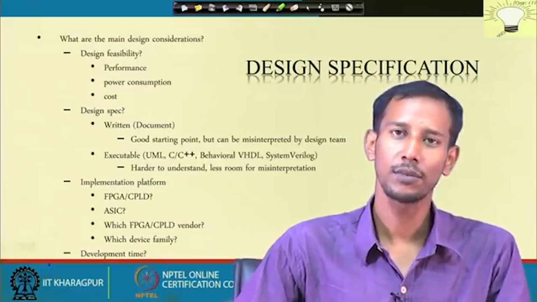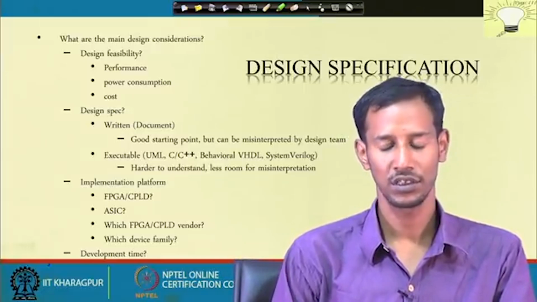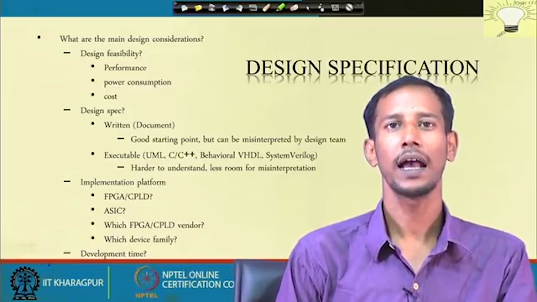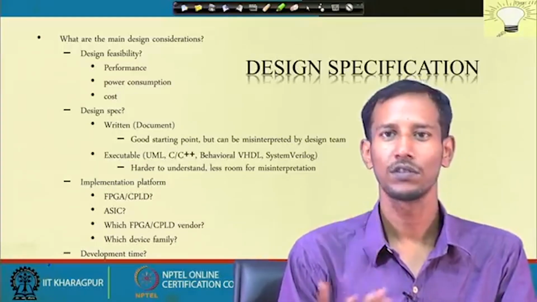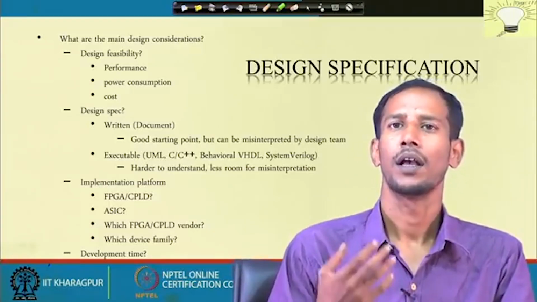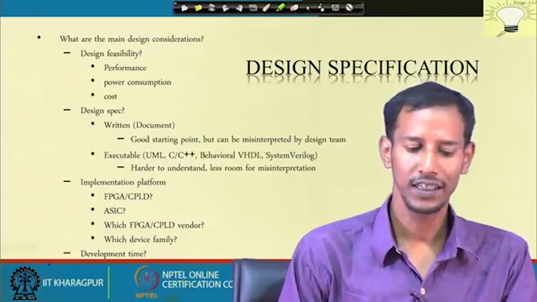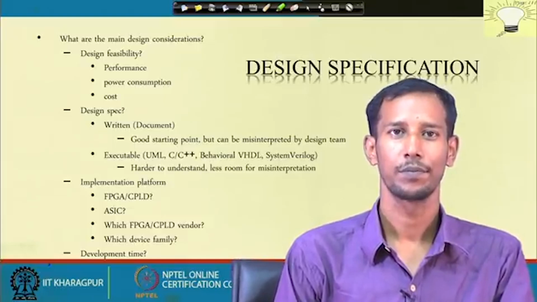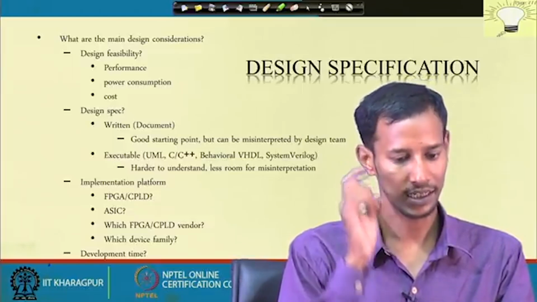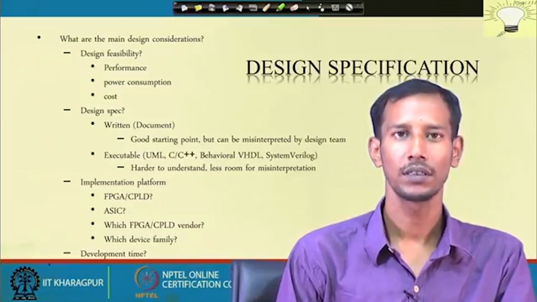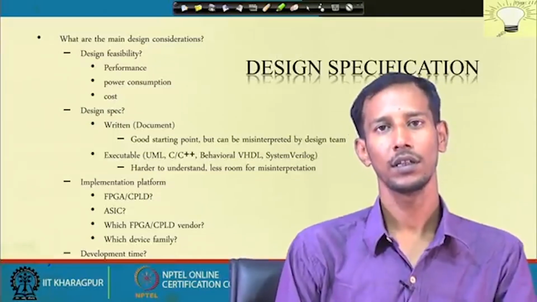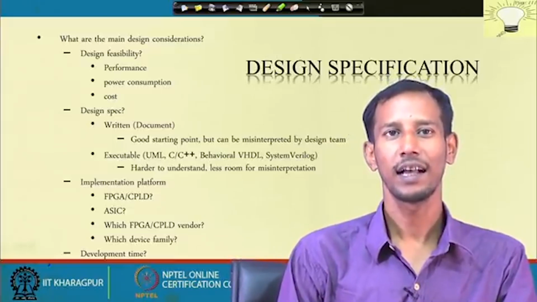This starts with the design specification. What are the main design considerations whenever I am considering a design specification? What do I consider in my specification? The first thing is design feasibility. Design feasibility basically comes with performance, power consumption and cost.